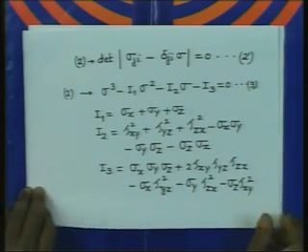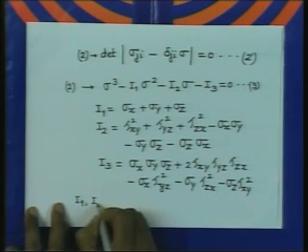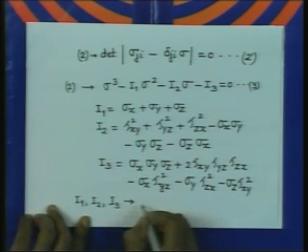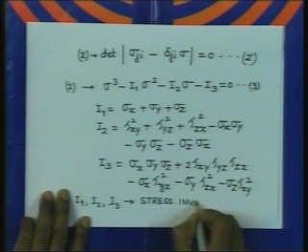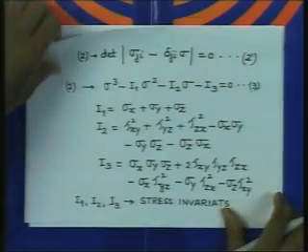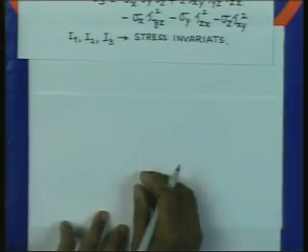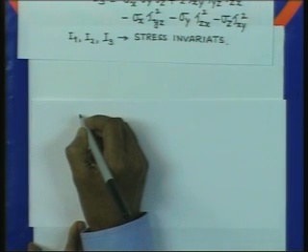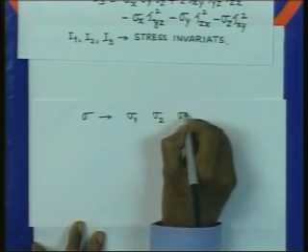So, these are the coefficients, and they are called stress invariants. I1, I2, I3 are known as stress invariants. This equation will have 3 roots for sigma, and it can be shown that these roots are real. Let us say the 3 roots are sigma 1, sigma 2 and sigma 3.